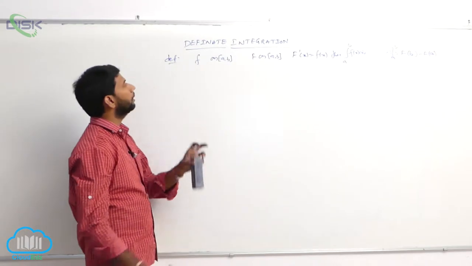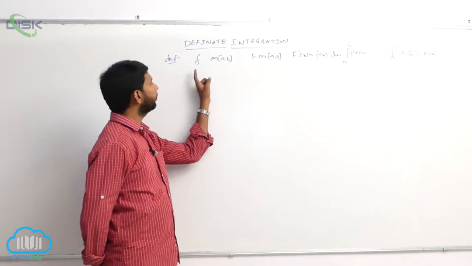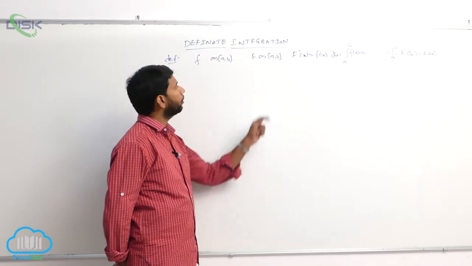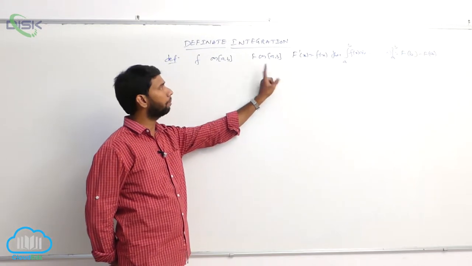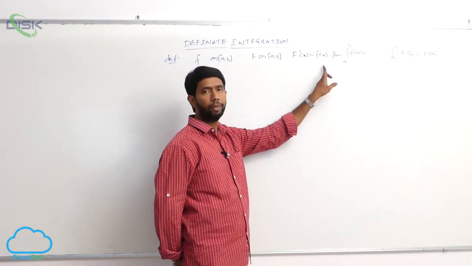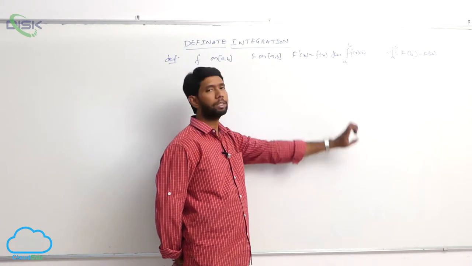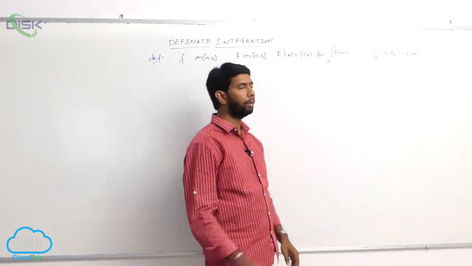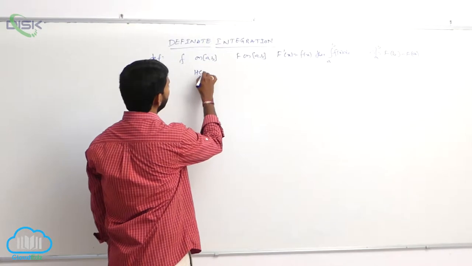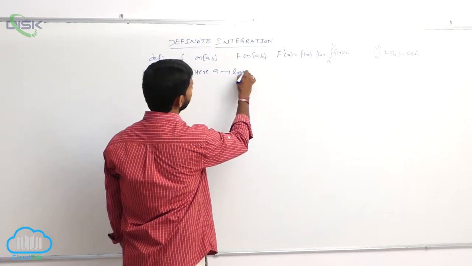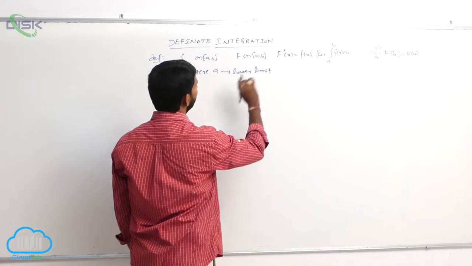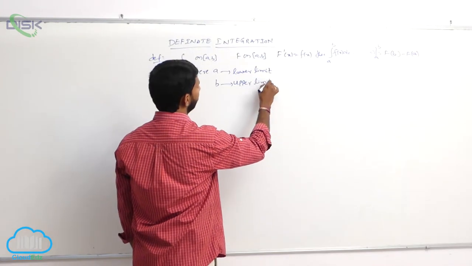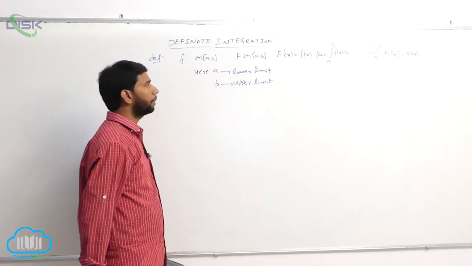Again, the definition of definite integration is: f is an integrable function on the closed interval [a, b], and there is a differentiable function F on [a, b] such that F'(x) = f(x). Then the integral from a to b of f(x) dx is equal to F(x) over the limits a to b, that is F(b) minus F(a). Here a is called the lower limit and b is called the upper limit.